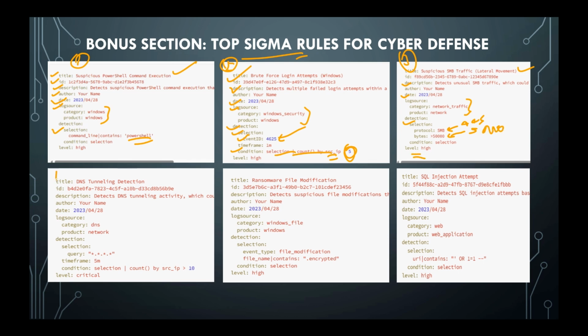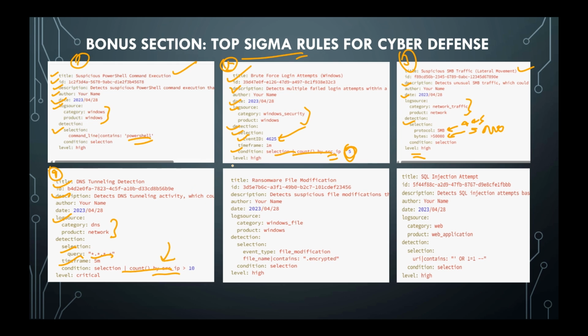Then number four, DNS tunneling detection, description, log source. It is going to check on the DNS and network indexers, and then if the query contains something like this in 5 minutes, it is going to trigger an alert with these conditions.